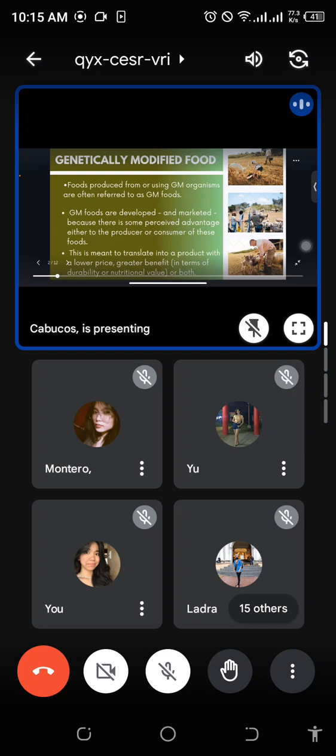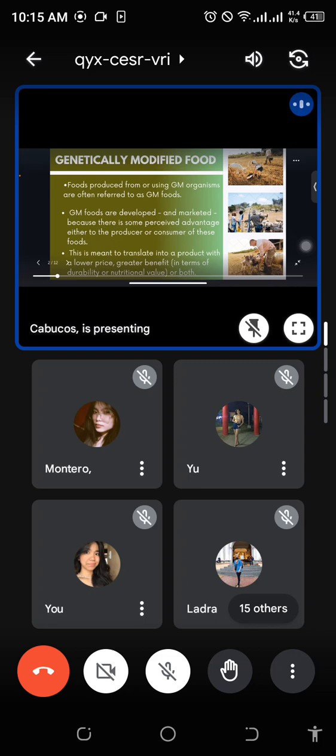The first bullet says there, foods produced from using GM organisms are often referred to as GM foods. This is just what I previously discussed. And the second bullet, GM foods are developed and marketed because there is some perceived advantage either to the producer or consumer of this food. So two highlighted names here. The producer, this is our farmers or our local farmers.